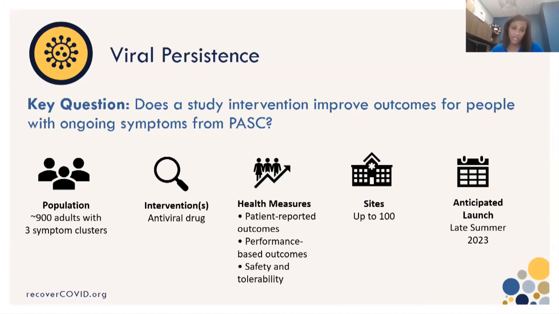The first intervention is going to be an antiviral drug, and we're looking primarily at patient-reported outcomes, but also some performance-based outcomes. So within each of these symptom clusters, performance-based outcome measures, for example, might be a neurocognitive battery. If you have brain fog, we want to know how you're functioning and how you're telling us you're functioning, but we also want to know what happens when you take these more standardized tests. And then because we're giving a drug, really looking at safety and tolerability. There'll be up to 100 sites, and our hope is that we can launch this trial in late summer of this year. Next slide, please.